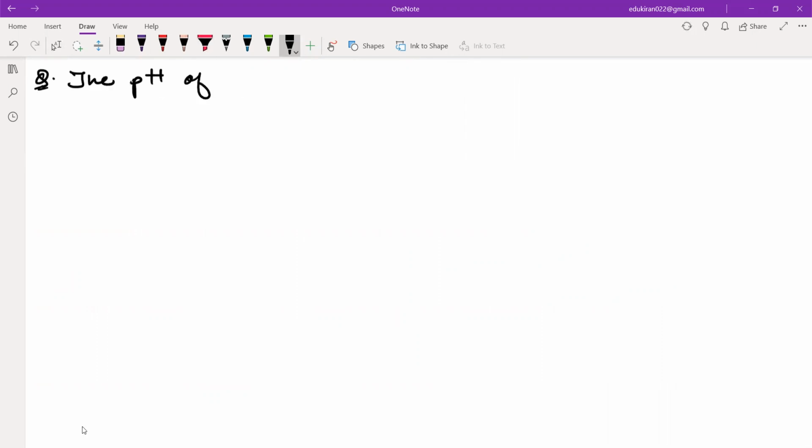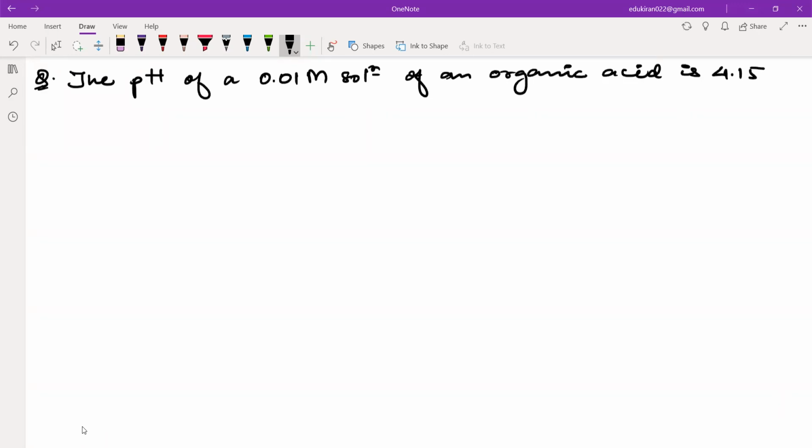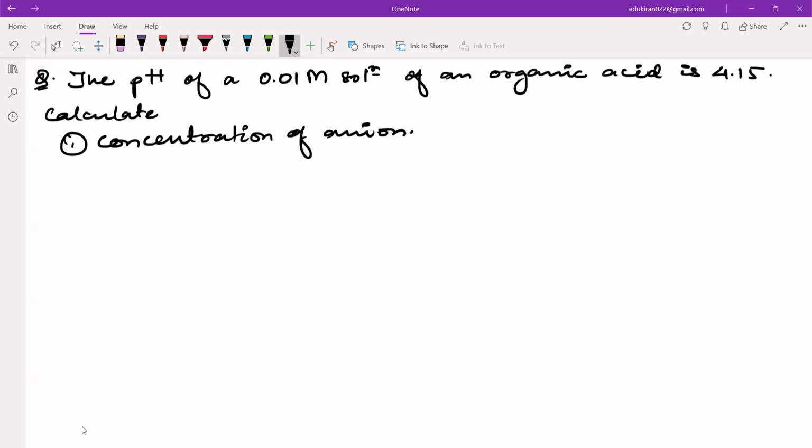The pH of a 0.01 molar solution of an organic acid is 4.15. The pH is given as 4.15. Calculate, number 1, the concentration of anion. How are we going to solve for the concentration of anion? What does it mean by concentration of anion? First of all, we have to learn that.